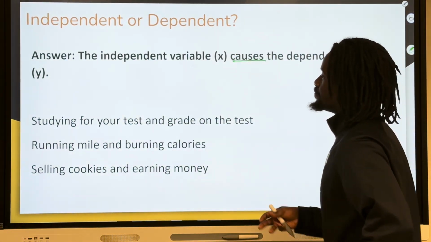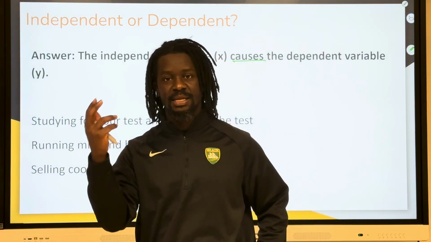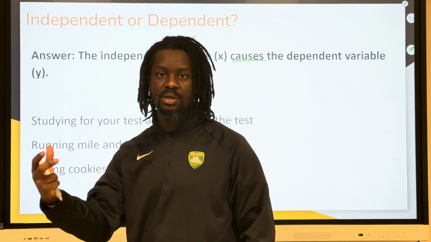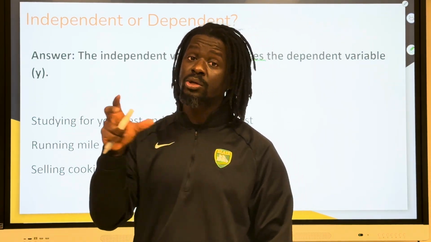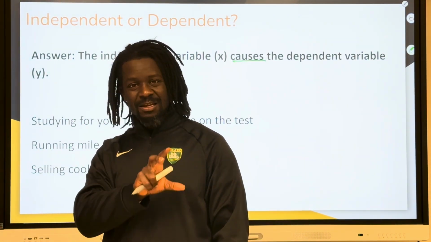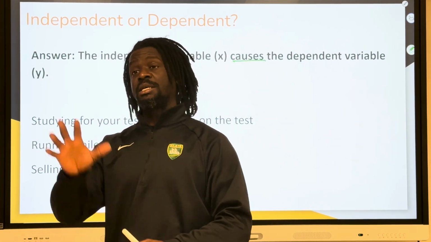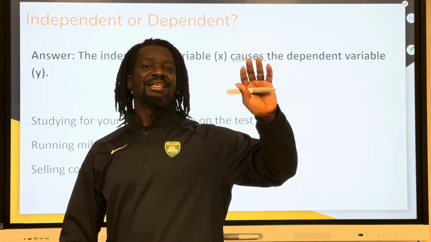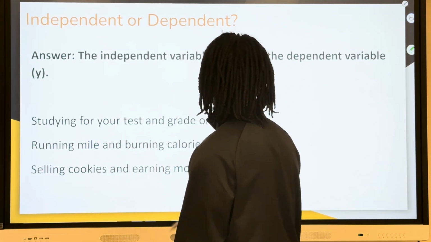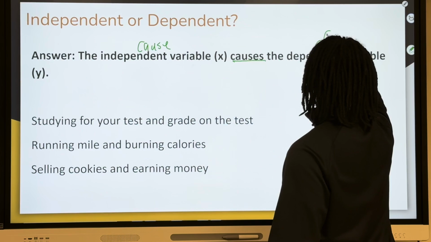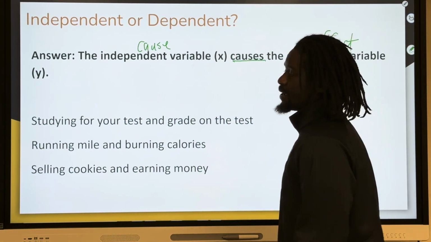So the best way to do this is just to look at and think about some of these examples. Just think, okay, which one causes the other? If it causes, then it's the independent causing the dependent. The independent is the cause, dependent is the effect, okay? Again, that's just one way you can think about it.